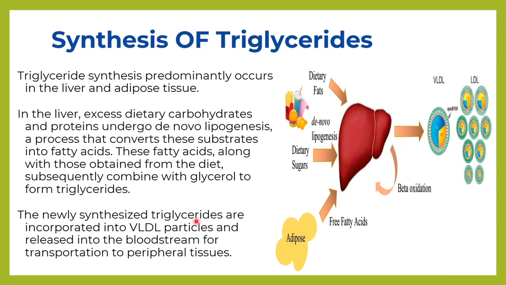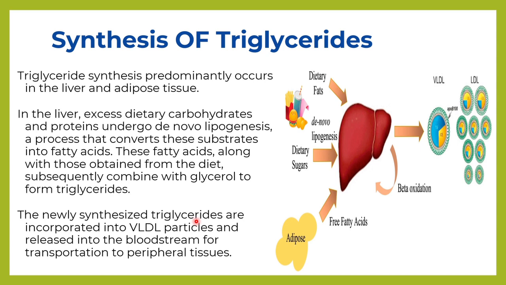So now, how are these triglycerides synthesized? See, triglyceride synthesis predominantly occurs in the liver and in the adipose tissue. In the liver, what happens? The excess dietary carbohydrates and the proteins undergo de novo lipogenesis. So, if you are having excess carbohydrates or excess protein, there will be de novo lipogenesis, formation of fats. That is a process wherein these substances would be converted to fats.